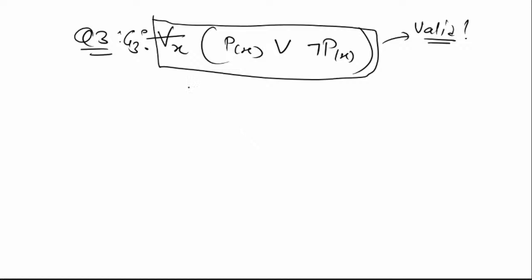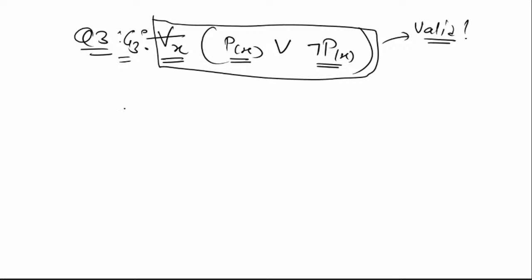So you can think about it. This is actually valid. What is the reason? Because this formula G3 is saying that for all x, either P(x) or not P(x). For everyone, either P(x) or not P(x). So you can see that this is always true.